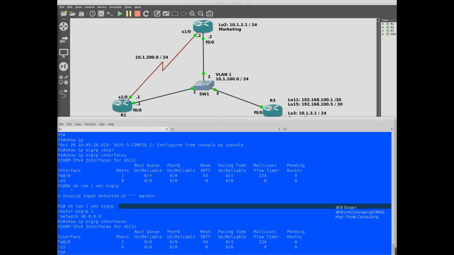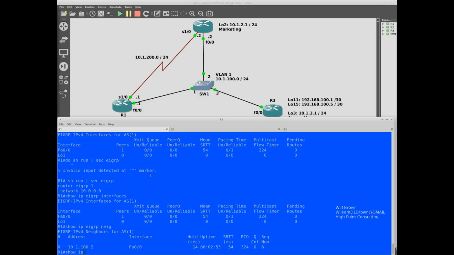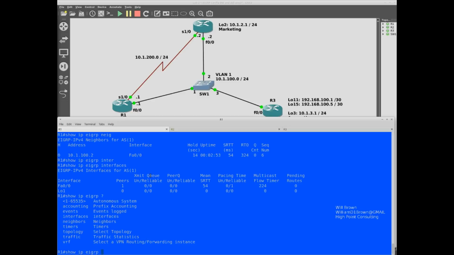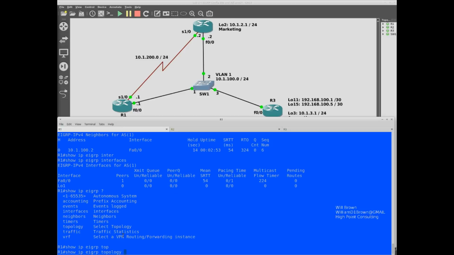So we're at the show interfaces. There are three tools that are readily available to us. We have the show IP EIGRP neighbor, the show IP EIGRP interfaces, and the show IP EIGRP topology. Let's take a look at those. So it's interfaces, neighbors, and this one's really good, topology.